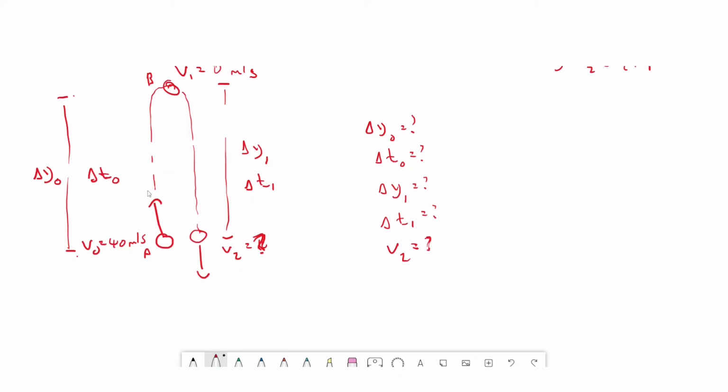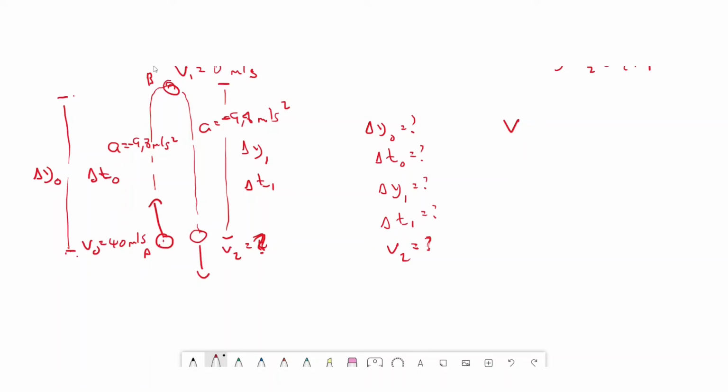All right? So let's start with delta y0. How can we find it? Right? So what we know is that the acceleration at each point, it doesn't matter, is going to be minus 9.8 meters per second squared. Whether it's going up or coming down this side, the acceleration is going to be minus 9.8 meters per second squared. Right? So it doesn't matter. If I wanted to find delta y0, from A to B, this is what I can use.